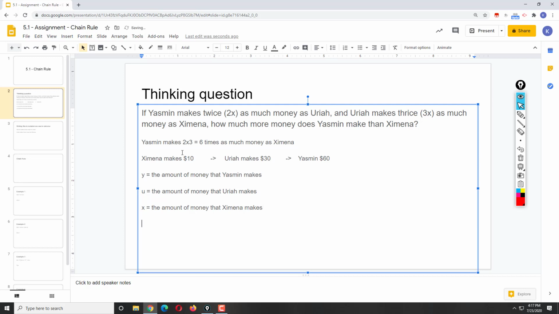When we say that Yasmin makes 2 times as much money as Uriah, what we're really saying, in calculus notation, is that dy, that's Yasmin's money, over du, that's how much money Uriah makes, is 2. So we can write it as dy over du equals 2.